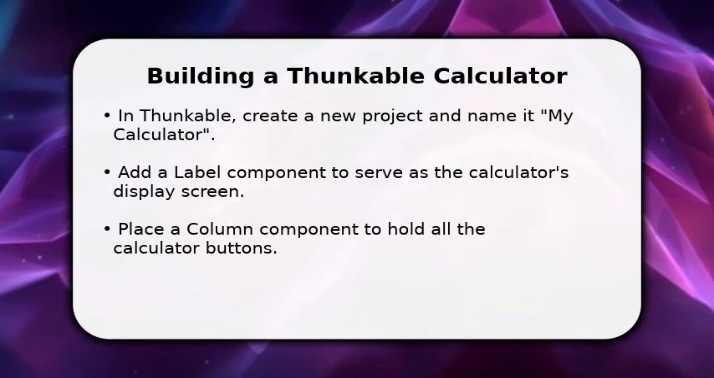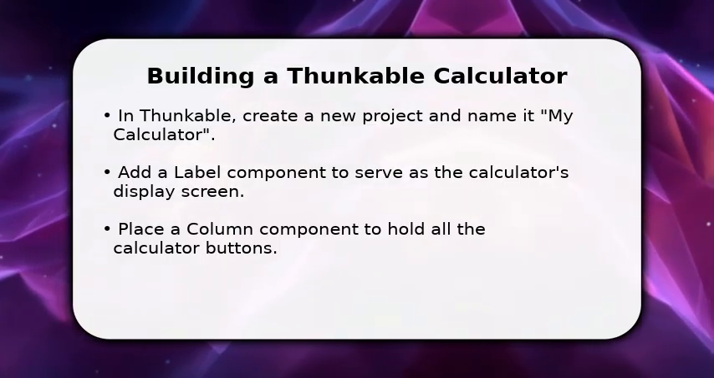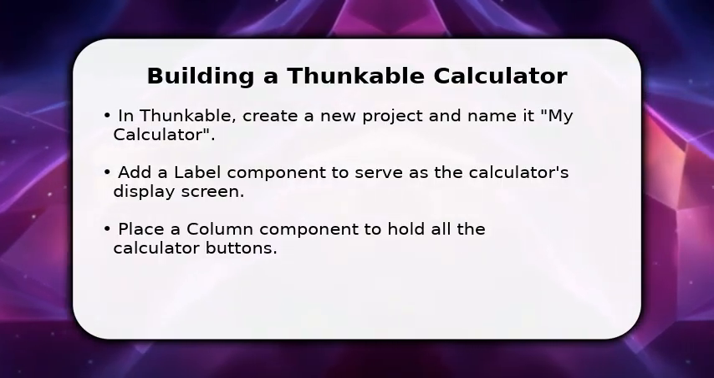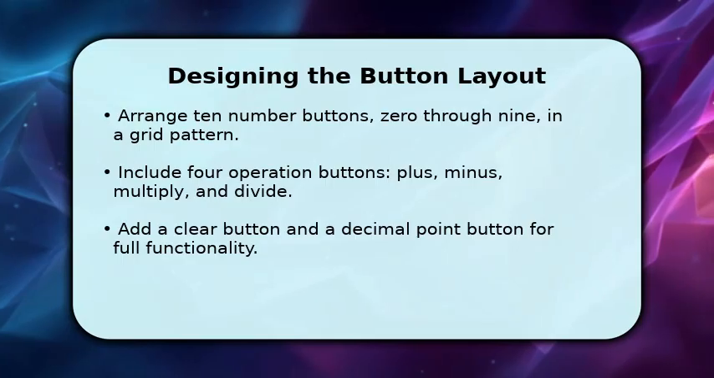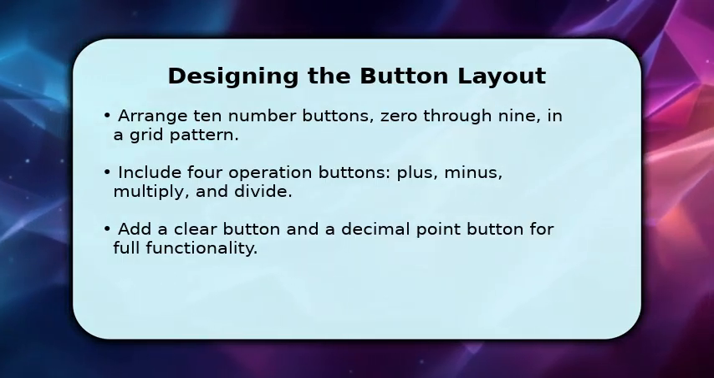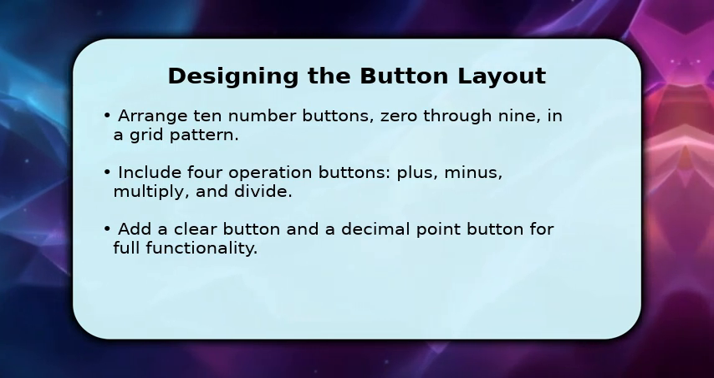Next, add a column component to organize all your buttons neatly. Make sure your display label is aligned to the right for a classic calculator feel. Now, let's design the calculator's interface. You'll need 10 buttons for the digits 0 through 9, arranged in a grid.